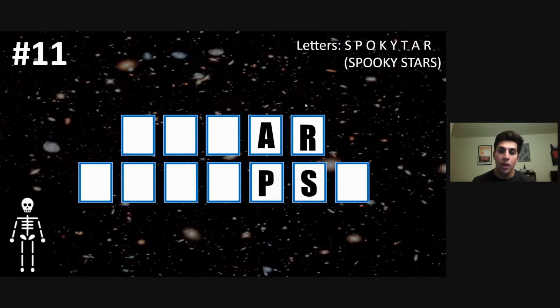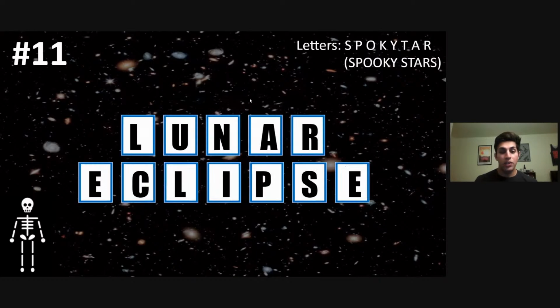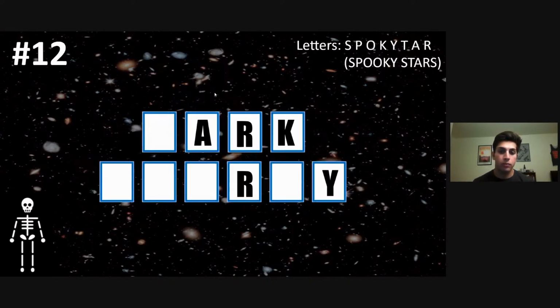Number 11, this one was lunar eclipse. Somebody put solar eclipse here, but that would not be correct because the S and the O would already have been filled in if that were the answer. So 11, lunar eclipse. This is when the Earth passes between the sun and the full moon at night, and we observe the Earth's shadow crossing over the moon, and the moon takes on a reddish hue as we see sunlight passing through our atmosphere en route to the moon.